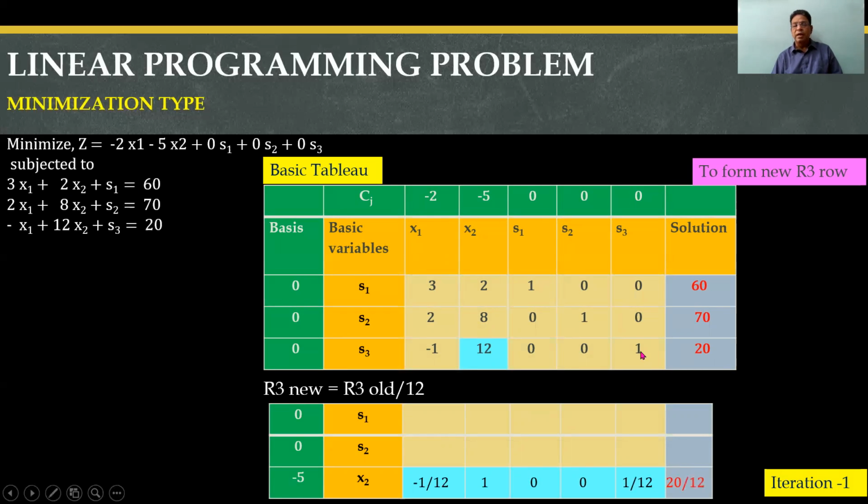Now if you see here, earlier S3 was a basic variable, S3 was in the solution, and this column was 0, 0 and 1. Now this will not be 0, 0, 1, and it will change to something like this. In this case it's 1 by 12. Instead here we will get 1 because X2 is now in the solution. Now to change the elements of row 2, 8 has to be made 0. So how can we make this 8 0? We will make this 8 0 in this way.